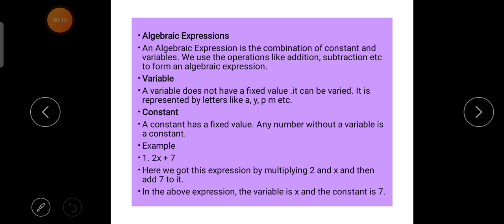Algebraic expression. An algebraic expression is a combination of constants and variables. We use operations like addition, subtraction, etc. to form an algebraic expression.